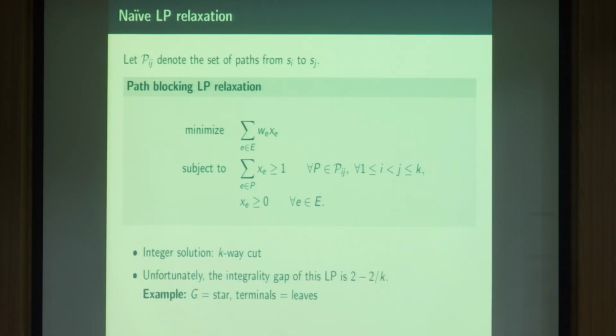What can we say about the integrity gap? It turns out that the integrity gap of this LP is exactly 2 minus 2 over k, the same as the approximation factor that we obtained before. The tight example is taking a star, the terminals being the leaves of this star. So that means that if we start with this LP and we do some kind of rounding, we will not get anything better than what we had before. You need to come up with something more clever.